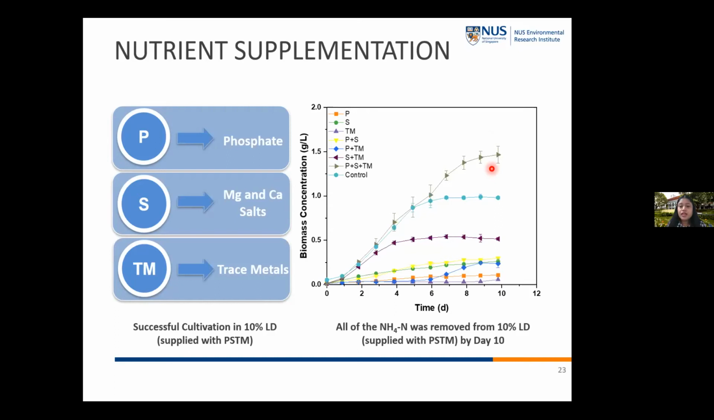So after this, what we would like to do is try growing the microalgae in a higher digestate concentration, because when we are growing in 10% digestate, we are diluting it with fresh water, and we would like to avoid doing that.